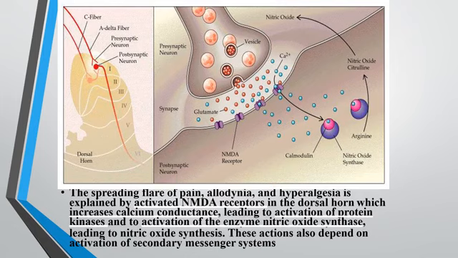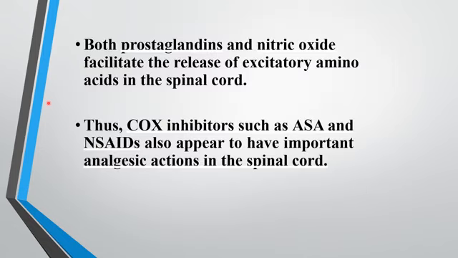These actions also depend on activation of the secondary messenger system. Both prostaglandins and nitric oxide facilitate the release of excitatory amino acids in the spinal cord. So what these are doing is increasing the pain sensation. Thus COX inhibitors such as aspirin and non-steroidal anti-inflammatory drugs also appear to have important analgesic actions in the spinal cord, because they decrease prostaglandin synthesis and also substance P.